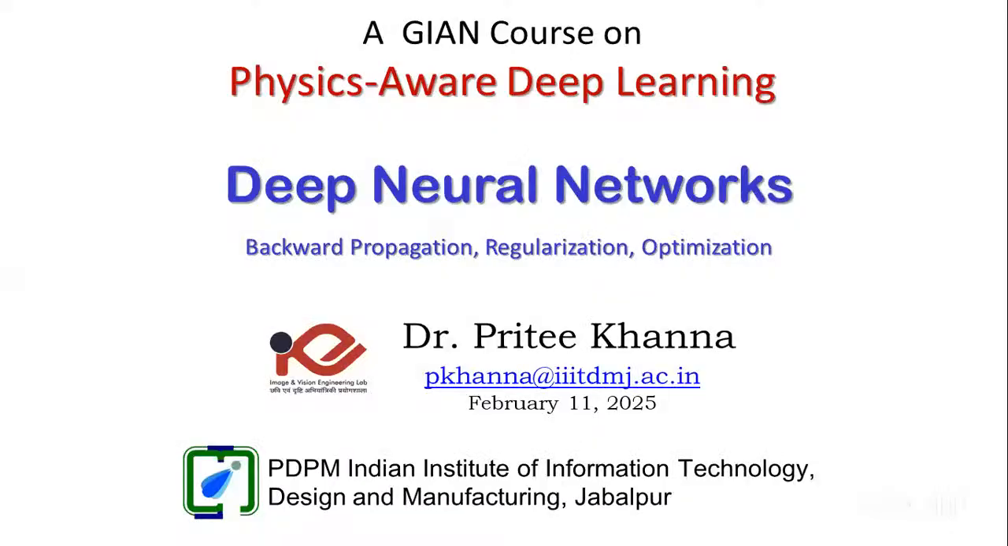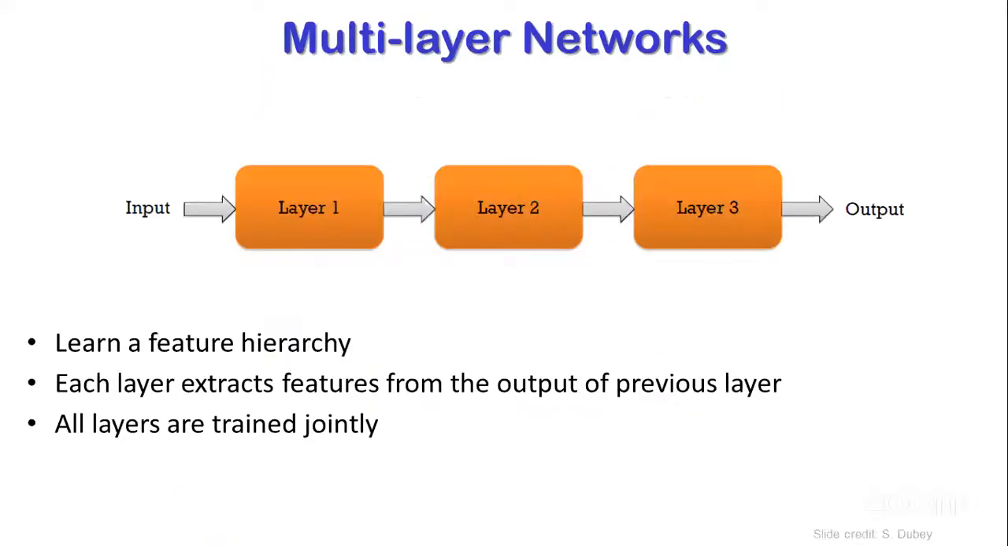This multi-layer perceptrons, or you can say deep neural networks, how the training is done: basically optimization, regularization, and backpropagation. So to begin with, this is what we learned yesterday, that this is your multi-layered network, and here you can see that we are learning the feature hierarchy.